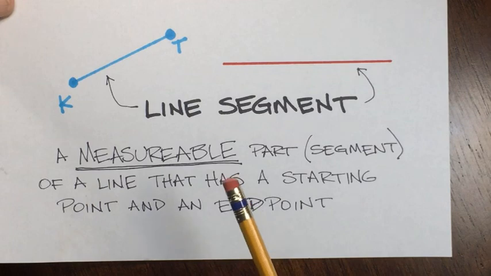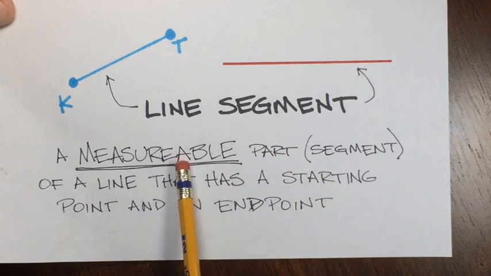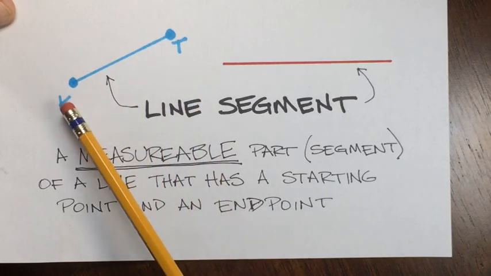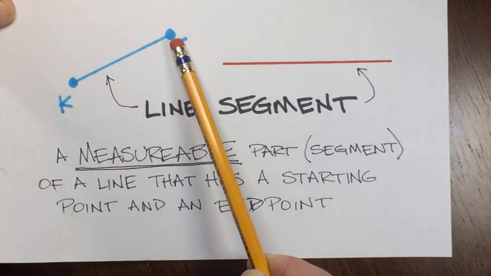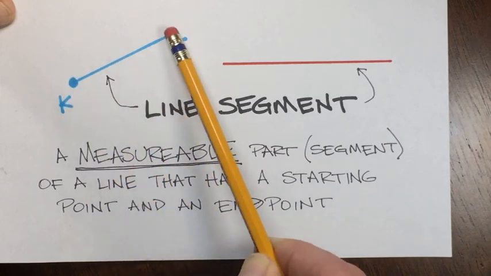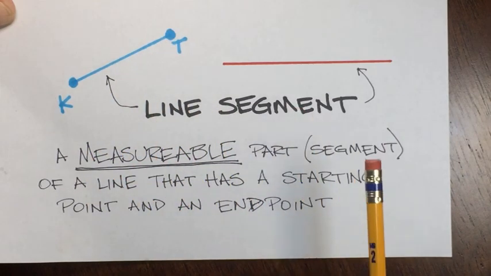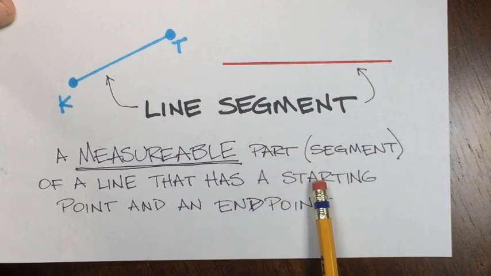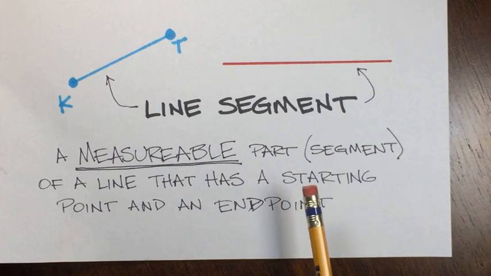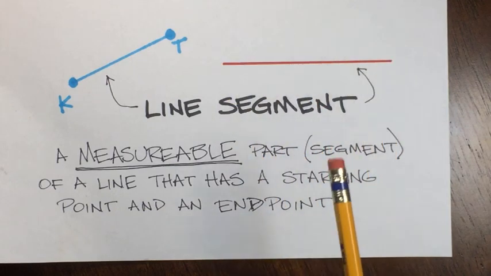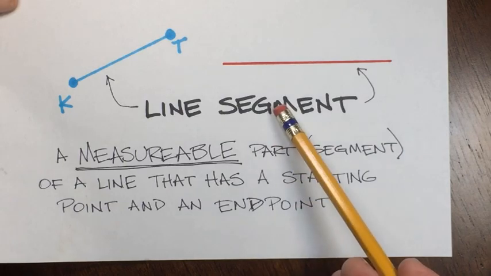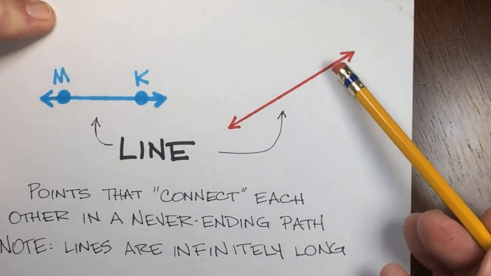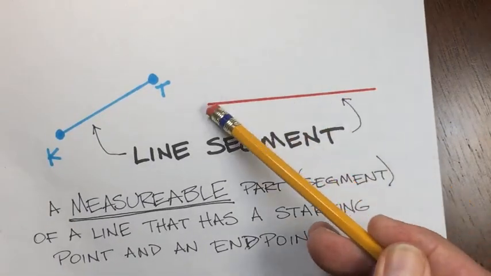Next we have a line segment, and a line segment is measurable because it goes from one place to another. You can see it has endpoints. So this point is called K, this one's T, and you can now measure it. So a line segment is a part of a line, because the word segment means part. It has a beginning point and an end point. And you may see line segments shown without points at the end like that. The difference between line segments and lines is that lines should have arrows. If it's drawn properly, a line will have arrows at the end, and line segments will not have arrows at the end.